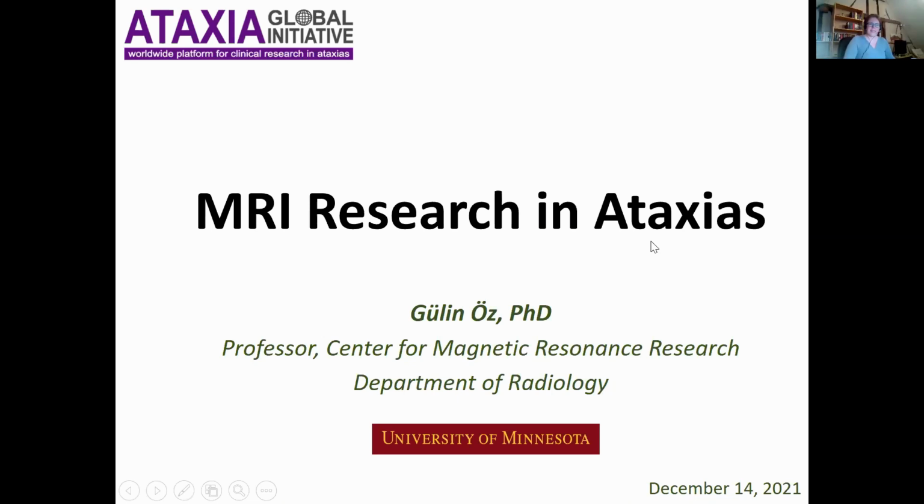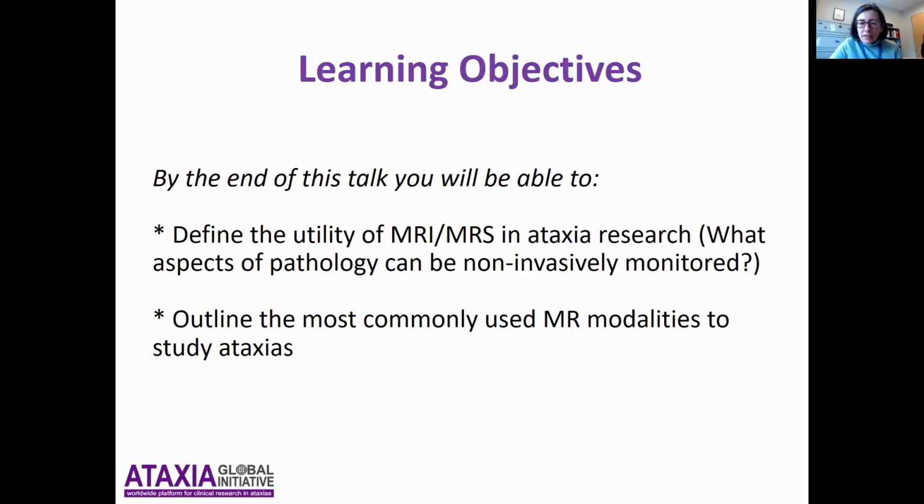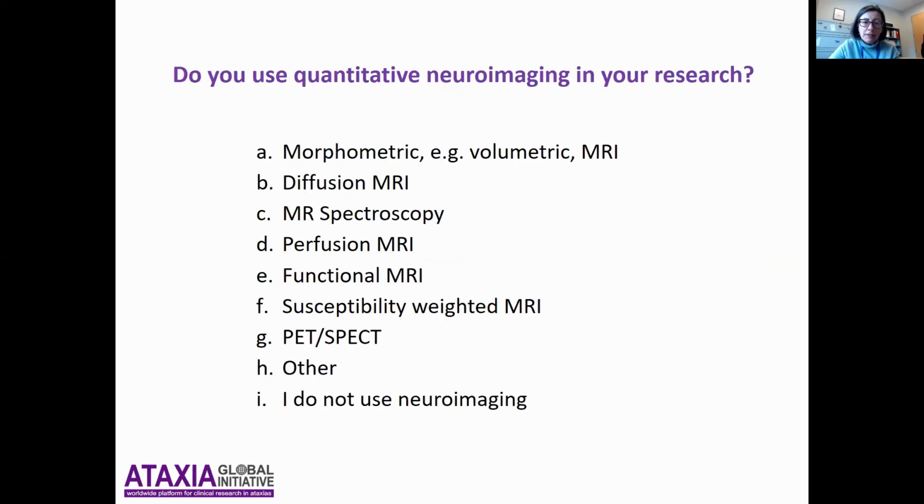Yes, perfect. Okay, all right, so let's switch to research that is primarily quantitative as opposed to qualitative evaluations of MR images in the clinic. So at the end of this presentation, you will have an idea of the utility of magnetic resonance imaging and spectroscopy for ataxia research. In particular, what aspects of pathology can be monitored with MRI and MRS, and an outline of the most commonly used MR modalities to study ataxias.